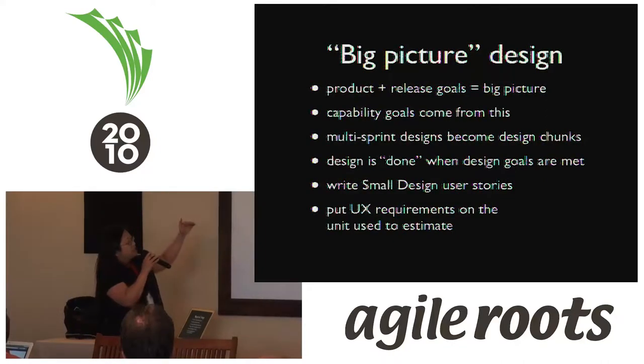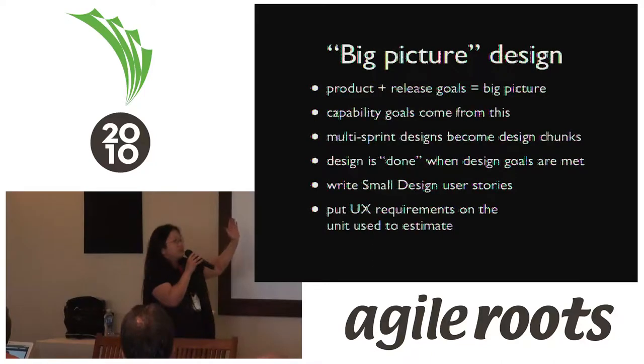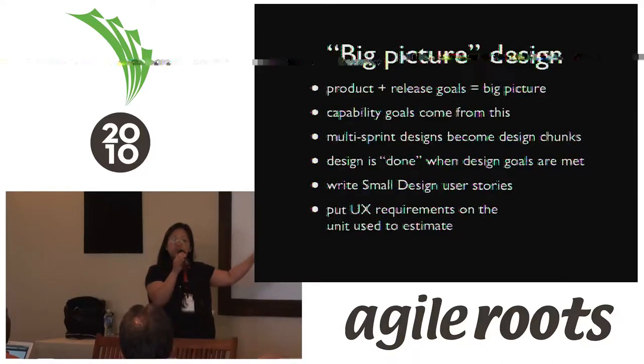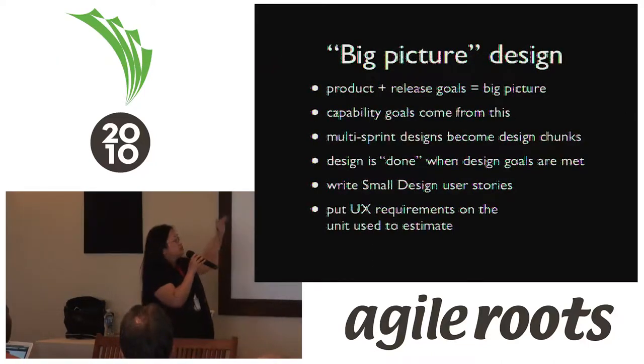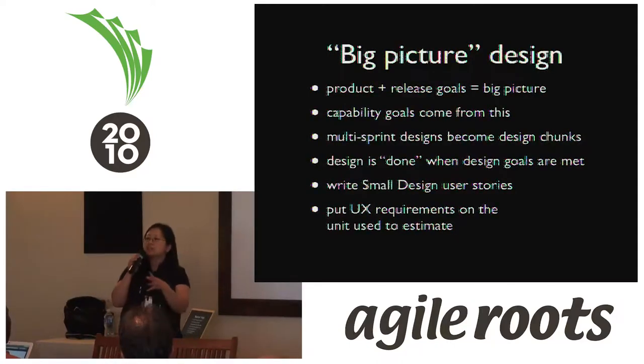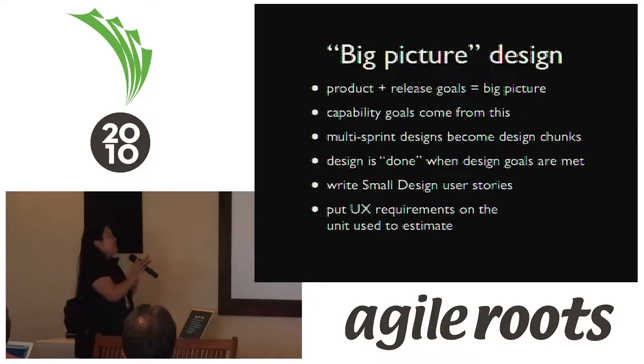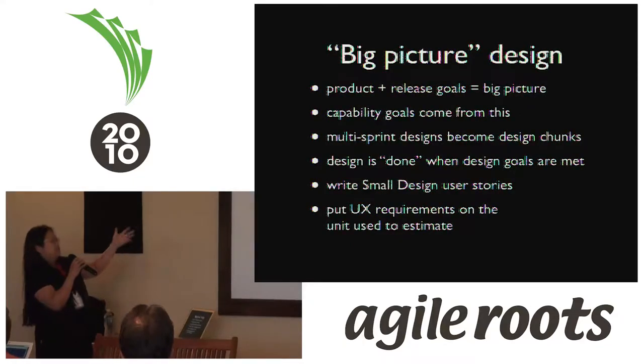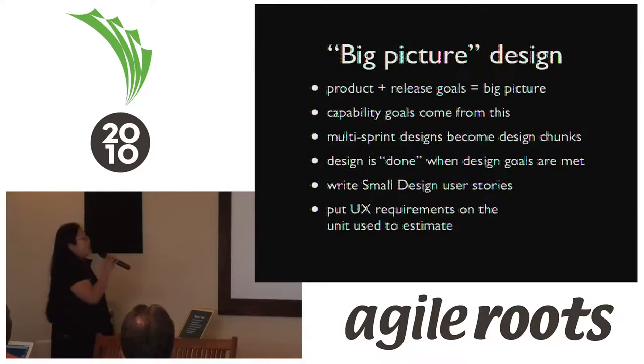Then, when you have something which is going to take more than 2 weeks to do, you want to look at your whole list of goals and figure out, okay, over the next series of iterations, what is it possible for me to investigate and how? Then, that piece of the design is done when you meet your subset of goals.